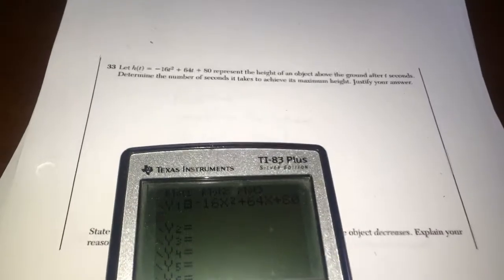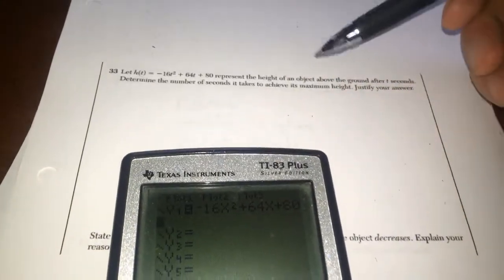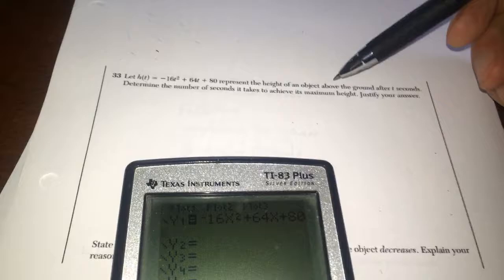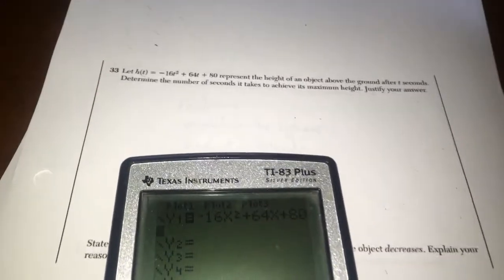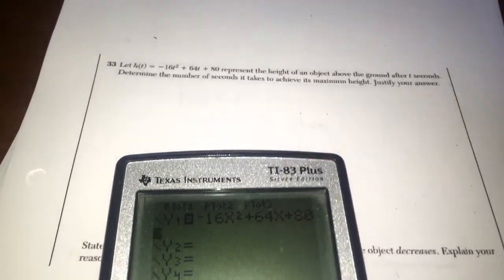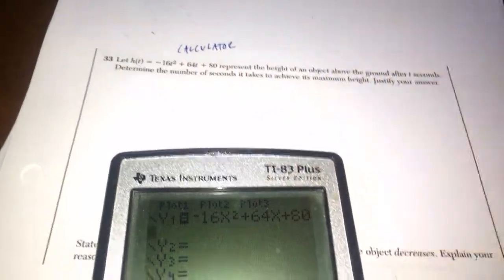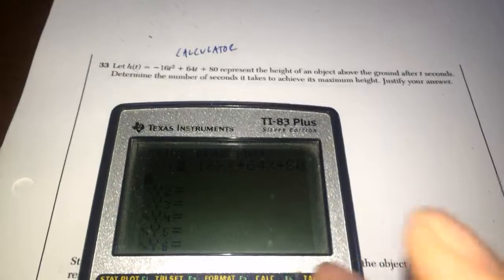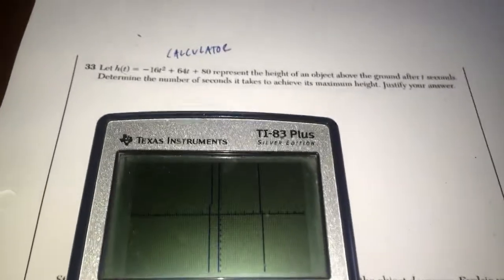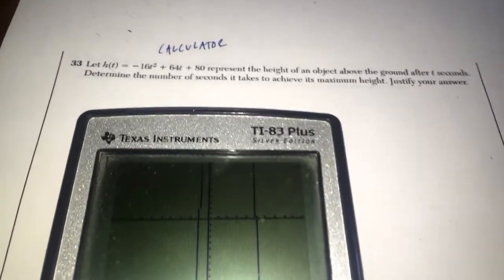For number 33, I see that I'm dealing with a parabola, dealing with an object above the ground. It looks like a projectile of some sort. So what I do right away is I put this in my calculator. Now, the only problem is that when I graph this, most of you are going to have the standard window, and it's going to be very hard to see.